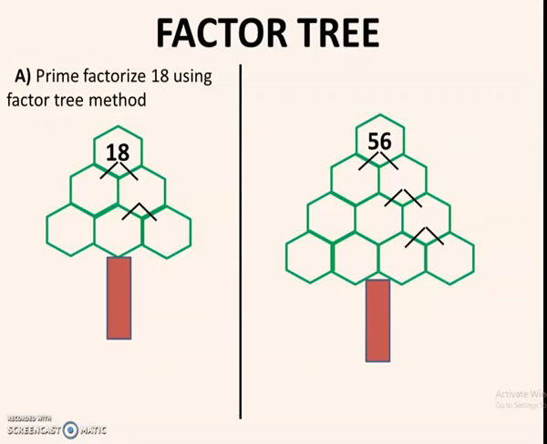Now 18 will be written on top, and there will be two branches like this that will come out of 18. Two branches. Can you see the two branches? Yes. So these two branches will come out of 18. Now you can take any number which divides 18 completely without any remainder. Any number, children. There is no set rule of which number to be taken.